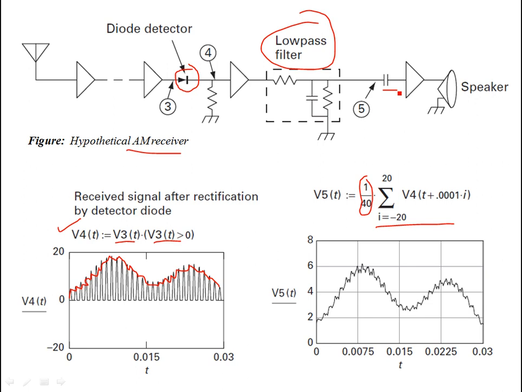Then the C is a coupling capacitor, or a bypass. This is a coupling capacitor which removes the DC component. We are looking before this capacitor, so we have a DC over here. After this capacitor there is no DC, and you can recover your original message signal without any bias term.